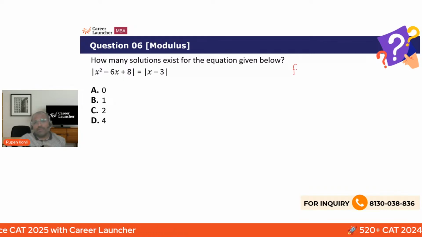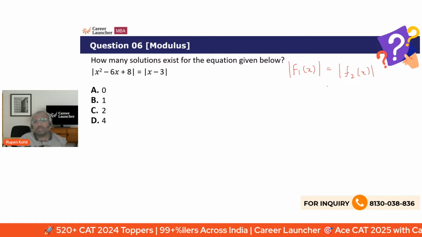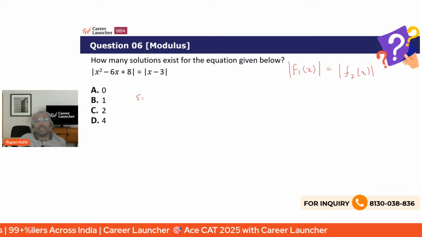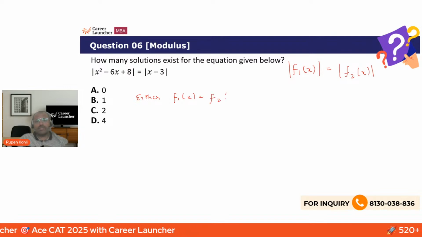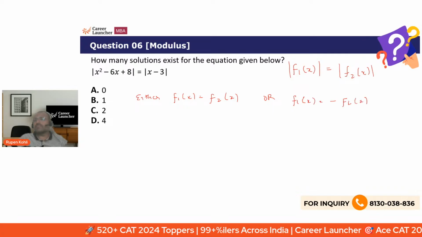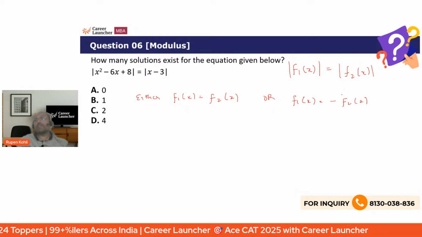So the algebraic way to solve this question is, if you see a question like this, where you have mod of f1(x) equals mod of f2(x), there are two ways this modulus opens. Either f1(x) equals f2(x), then this would be equal, or f1(x) equals minus of f2(x). That is how the modulus opens, either with the positive sign or with the negative sign.